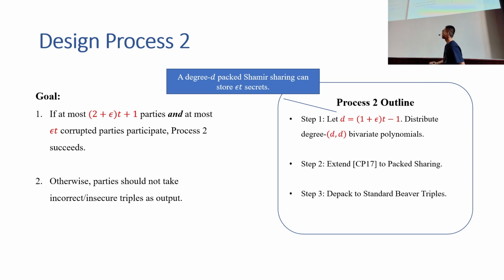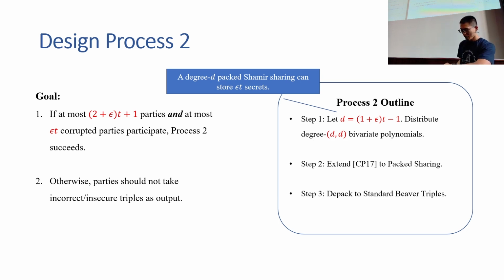So our idea is, recall that for the second idea, we try to use packing. So we let all the parties share packed Beaver triples. We use degree d here. So d will be 1 plus epsilon times t minus 1, so that you can store epsilon t secrets in a single sharing. And then we follow the standard technique of CP17 to extract packed Beaver triples. Of course, here we may need to extend the Beaver triple technique to the packed Beaver triple technique. And finally, we depack the packed Beaver triples we obtain into standard Beaver triples.